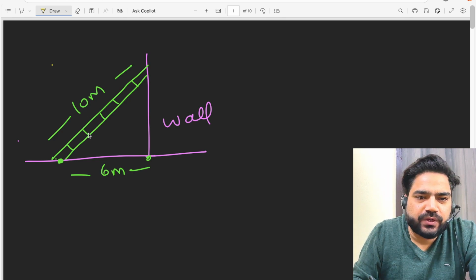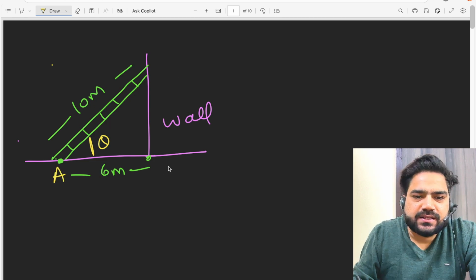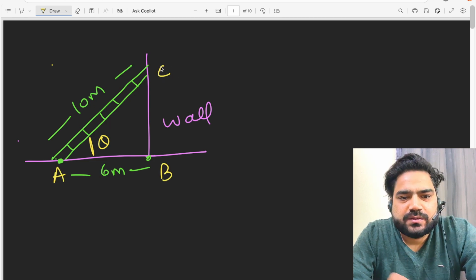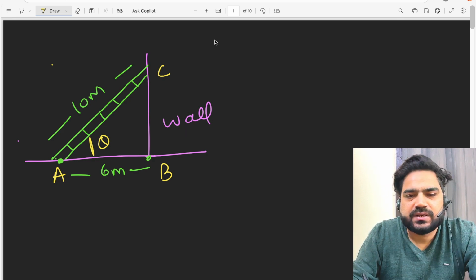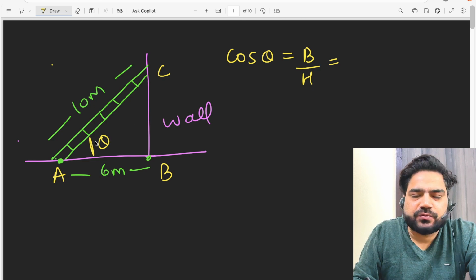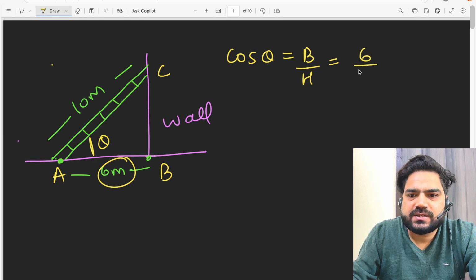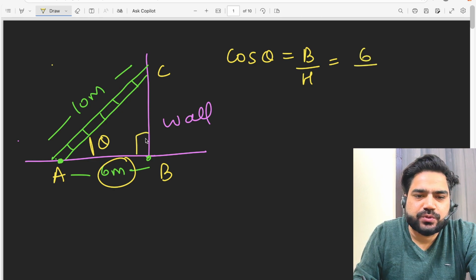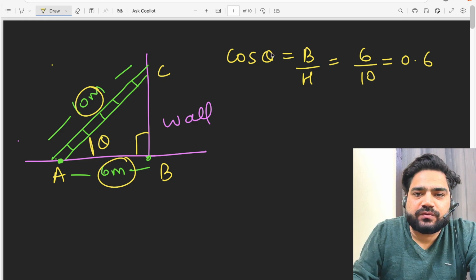Now if you look at this figure, we have to find this angle theta. In this right angle triangle, suppose this is A, this is B and this is C. If we apply basic trigonometry, cos theta is base upon hypotenuse. The 6 meter is our base, and the hypotenuse, opposite to the 90-degree angle, is 10. So it will be 6 by 10, or 0.6. Now cos theta is 0.6, but we have to find the value of theta.